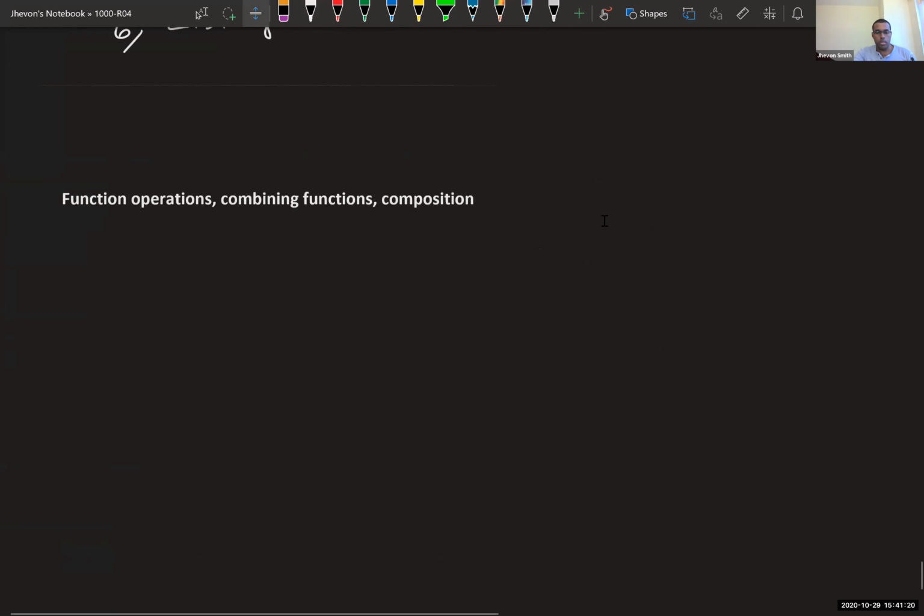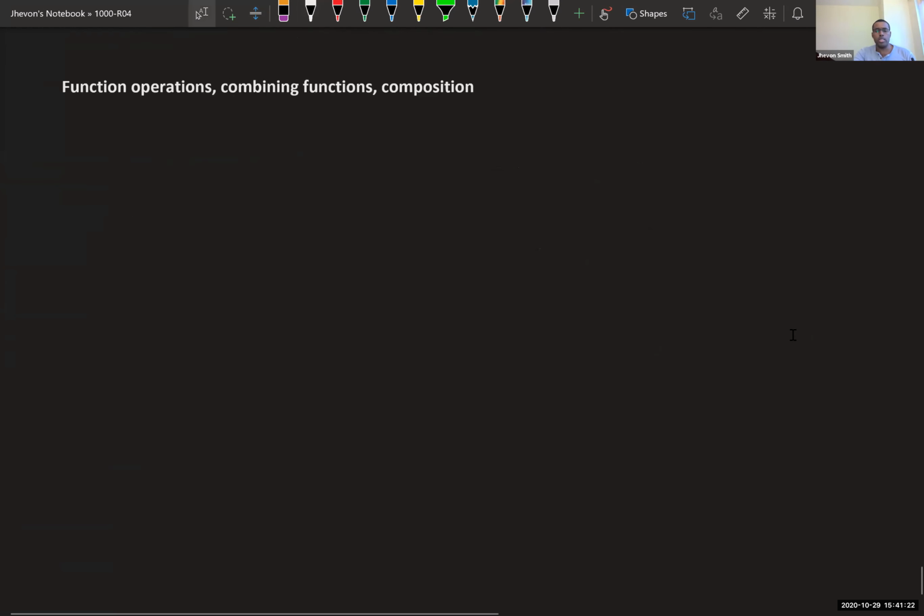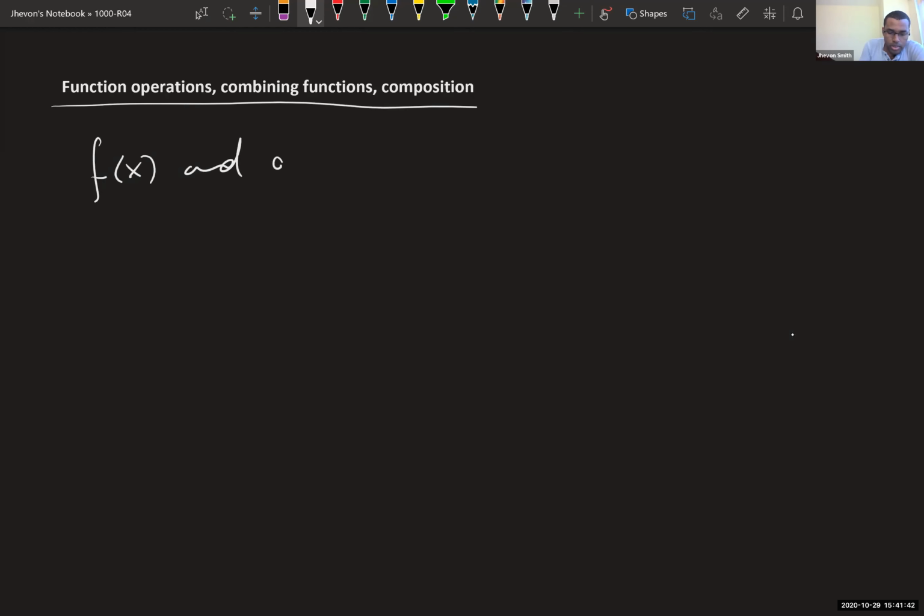And in terms of function operations and combining them, these are just operations that you can do with functions that you normally do with numbers, like add them together, multiply them together, etc. We discussed what it means to multiply out 2 functions already. So let's say f of x and g of x are functions.